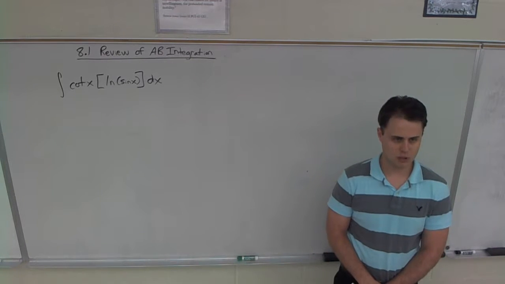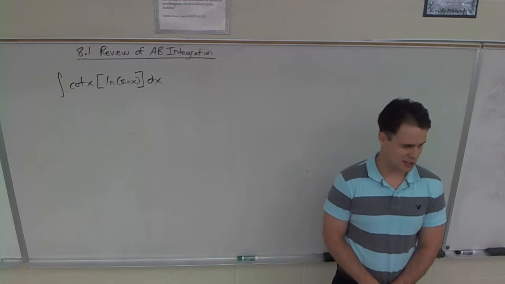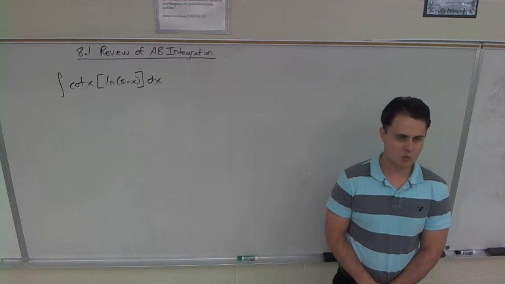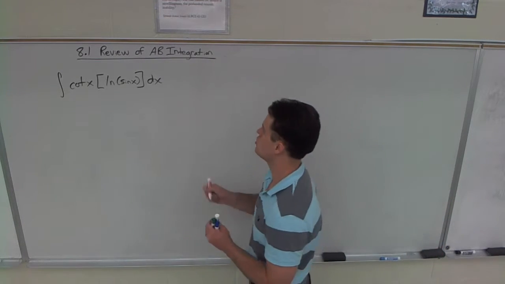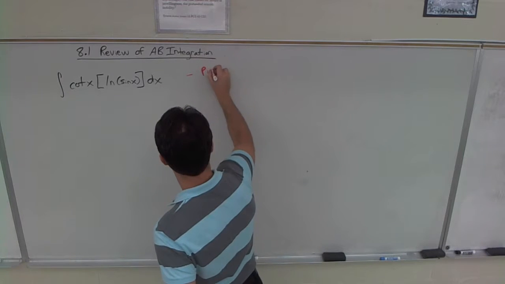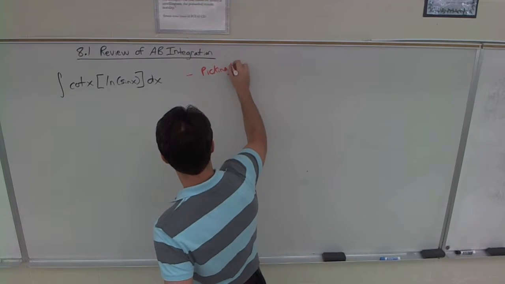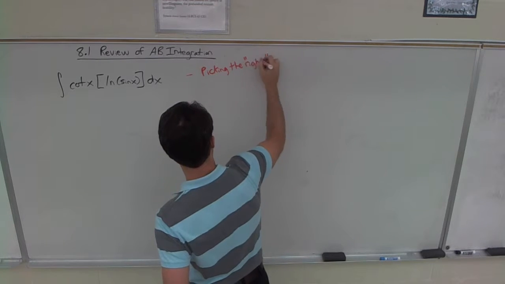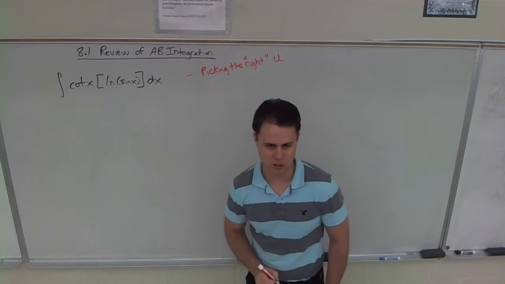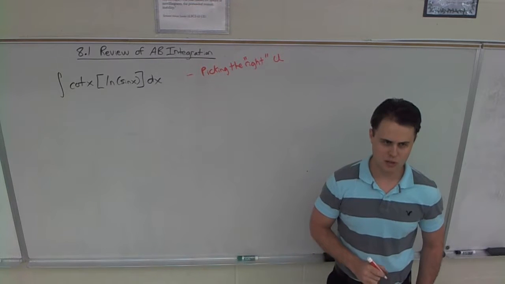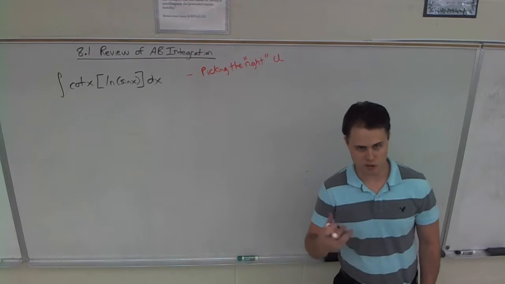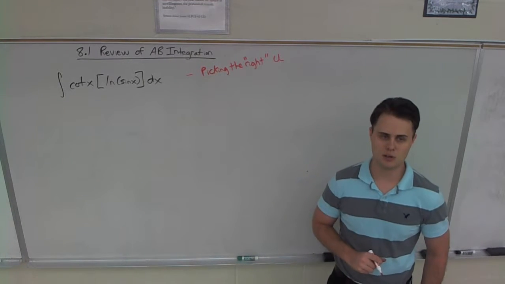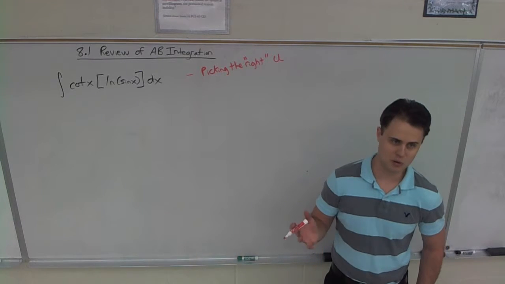Ideas? I think this is one where you don't see it right away. So this is one where I would say the strategy is picking the right U. That's what I called this strategy, picking the right U. And if you're not having trouble seeing the derivative lurking on the outside, remember, try some things, see what happens.